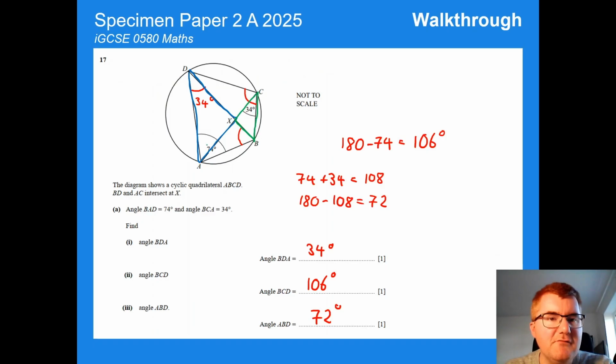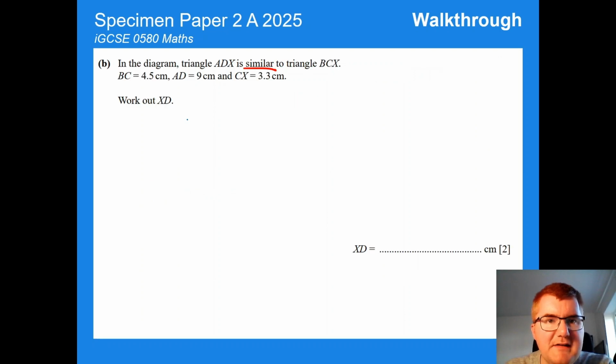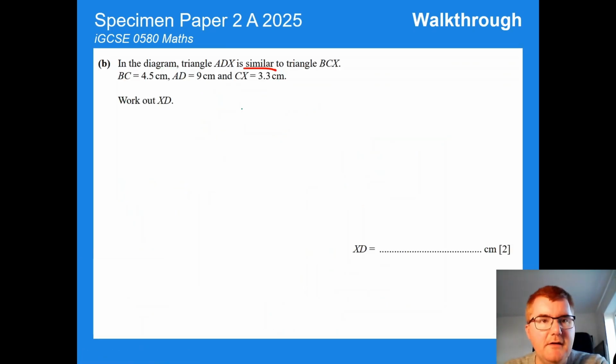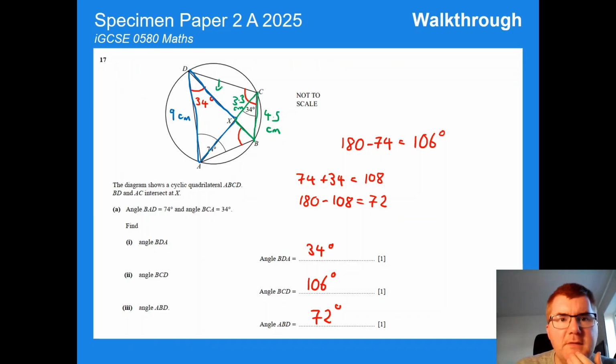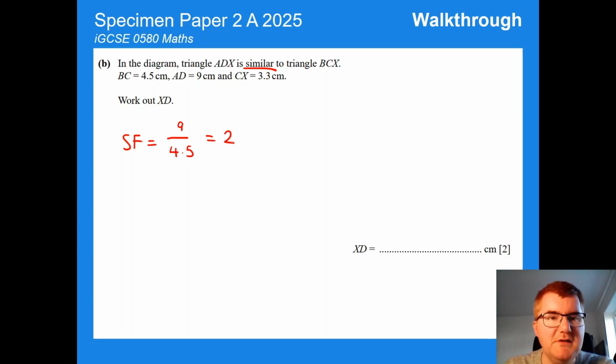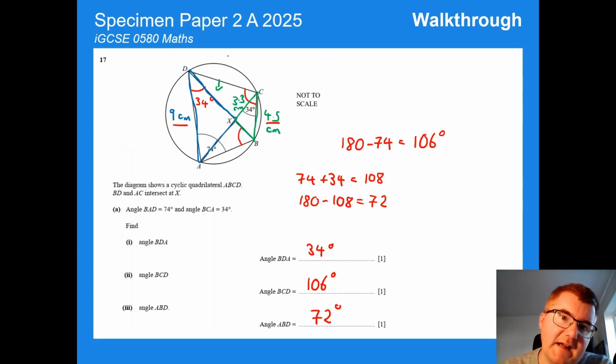BC 4.5, so let's just write in some of these things. So 4.5 centimeters. AD is 9 and CX is 3.3. Okay, and we need to find XD, this one here. Okay, so if we look at the triangles that we have here, our scale factor, again, all has to be non-calculator. We've got the 4.5 and the 9. So to work out our scale factor, we just do 9 divided by 4.5, which is equal to 2. And we're looking for XD.